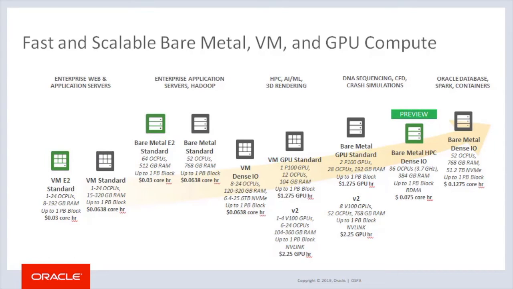Bare metal GPUs with 2 P100 and 8 P100 GPUs, 28 to 52 cores, virtual memory GPU options, and predictable IOPS block storage. Bare metal compute with 52 cores, high memory, and optional local non-volatile SSD provisioning in under 5 minutes. And there's a specialty HPC SKU with higher all-core turbo core frequencies and RDMA capabilities.